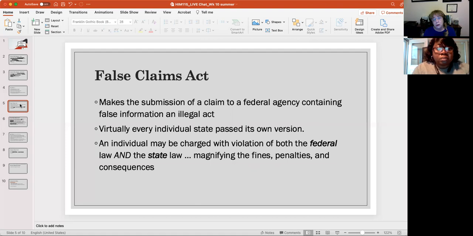All right. I also want to talk to you about the False Claims Act, because this is a federal law that is written directly for coders. I mean, this is us. Okay. The Federal False Claims Act makes it a federal offense to submit a claim to a federal agency such as Medicare, Medicaid, TRICARE, containing false information. It's illegal, and you can go to federal prison for it.